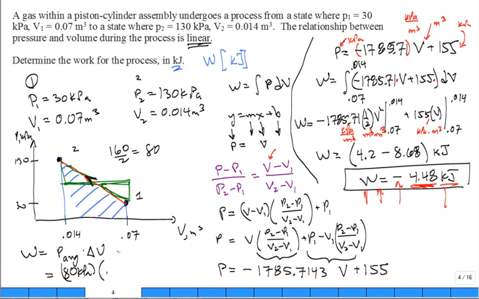Well, you could do it where the change in volume is the final volume, 0.014 minus 0.07 meter cubed. Hence, you'll get the right sign. It'll come out with the negative. But a lot of times you just look at it, oh, just give me the difference, the larger minus the smaller. But this will work. And so what do you get for the graphical approach? Same answer. Negative 4.48 kilojoules.